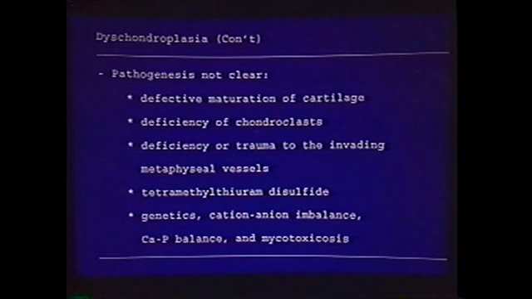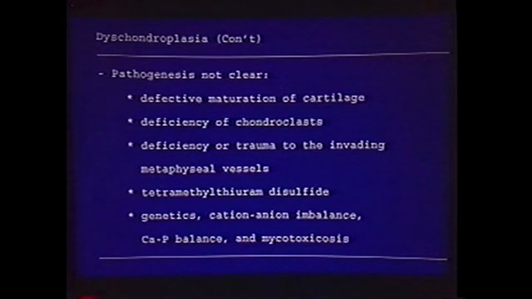Defective maturation of the cartilage, or deficiency of chondroclasts to get rid of that cartilage, becomes failure to mature, so it's not going to be transferred into the zone of hypertrophy from pre-hypertrophy. Maybe there is a trauma to the blood vessels, that's why it is not maturing.